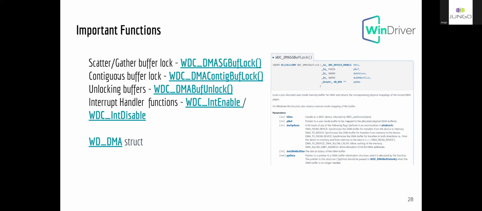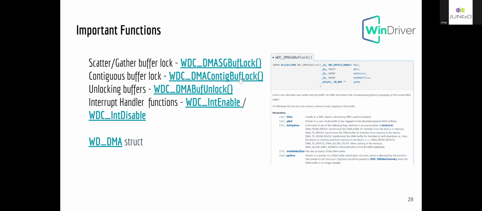So what do we offer? This is just an example of what WinDriver does and what our main benefit is. We provide a high-level API, meaning a user mode API, which performs operations on the kernel mode. We have the scatter gather buffer lock function. This is how it looks. Everything is documented both in the code and on our website, which basically locks buffers to perform DMA scatter gather.